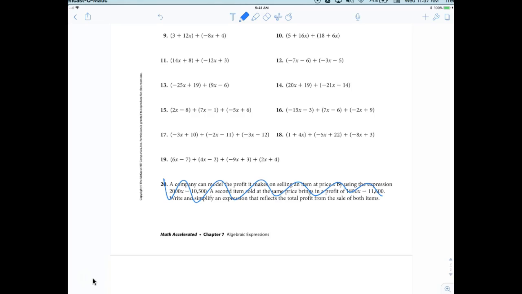Anybody have any questions? You can also double check with your neighbor, if you want to double check your answers. You guys, iPads, make sure you're using them properly. All right.